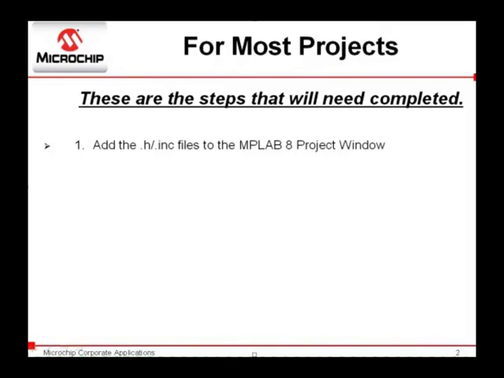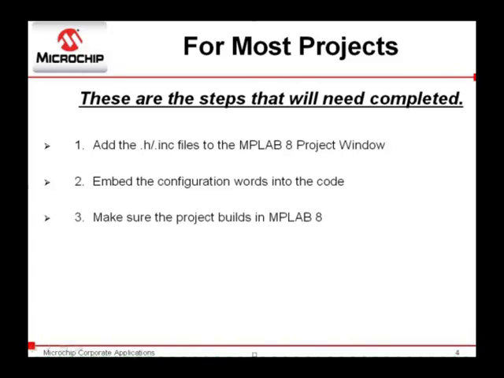Now that we have completed converting a project, here are the general steps that most projects will need completed prior to conversion to MPLAB X. First, add all .h and .include files to the project window. Second, embed the configuration words into the code. Last, make sure the project builds in MPLAB 8. If the project doesn't build in MPLAB 8, it is not going to build in MPLAB X.